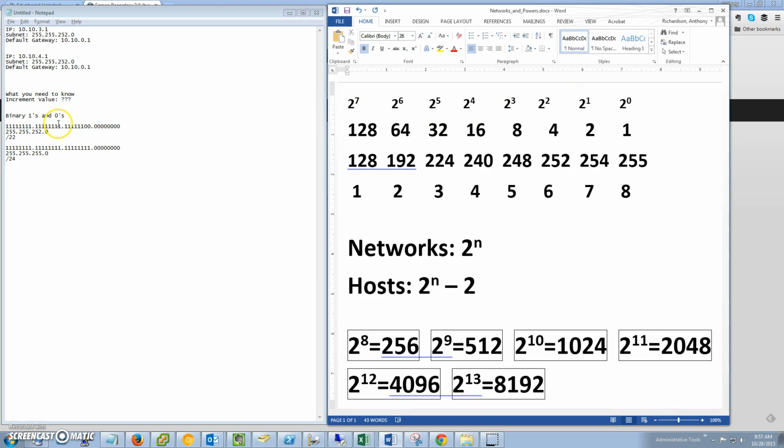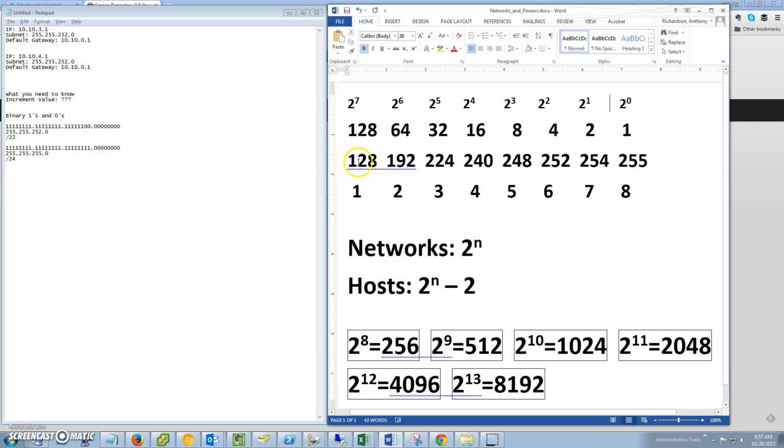Same thing for the second octet in that particular device, but the third one's a little different. It's 252. Well, how do we represent 252 in its binary equivalent? 252 is represented by turning on the first 6 bits. As you can see here, if you turn on the first bit, it's only going to be 128. If you turn on the first 2 bits, it's going to equal 192.